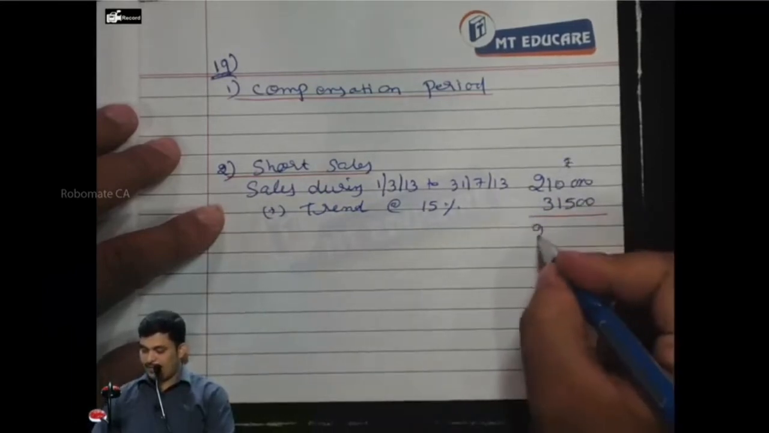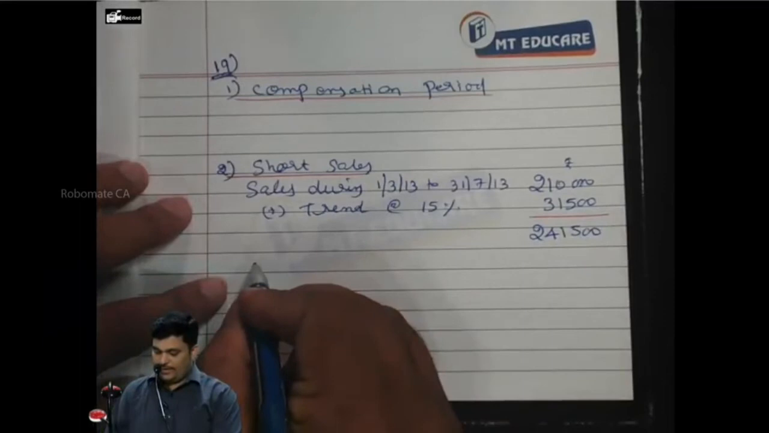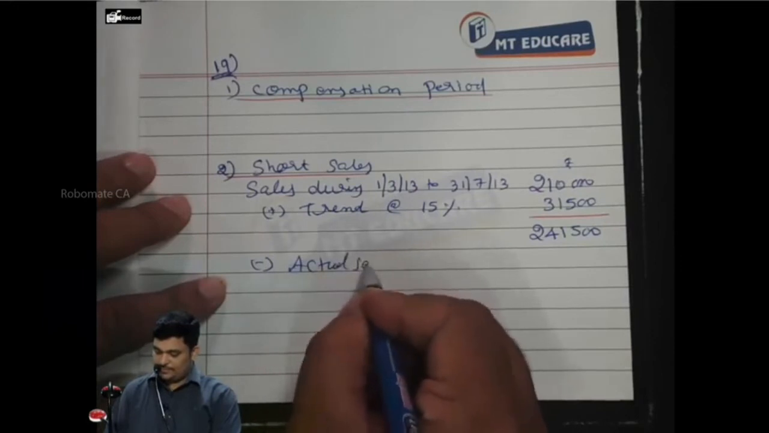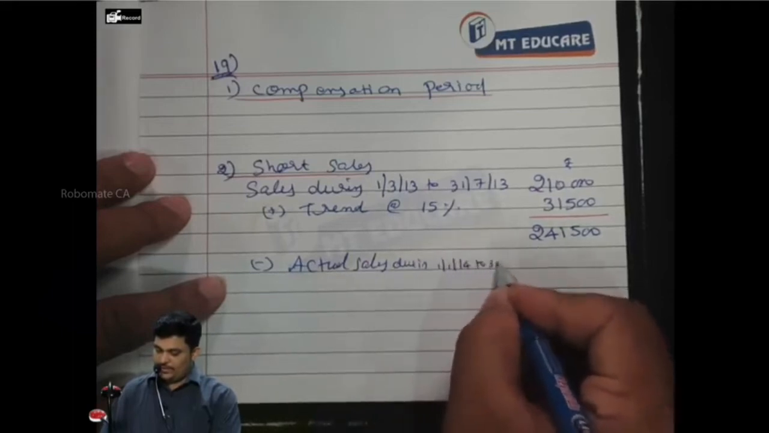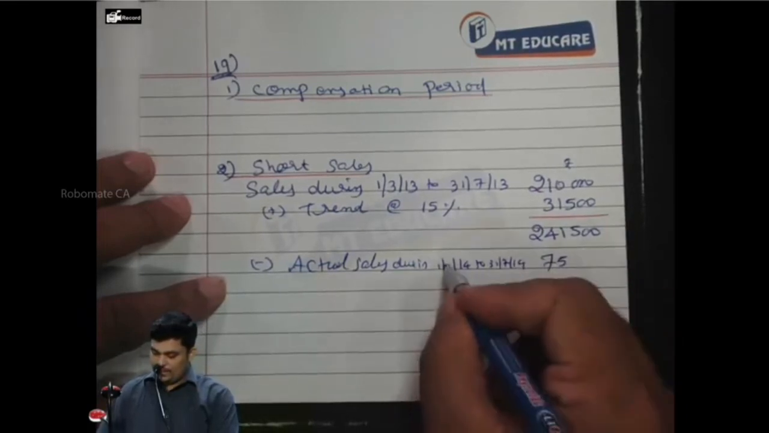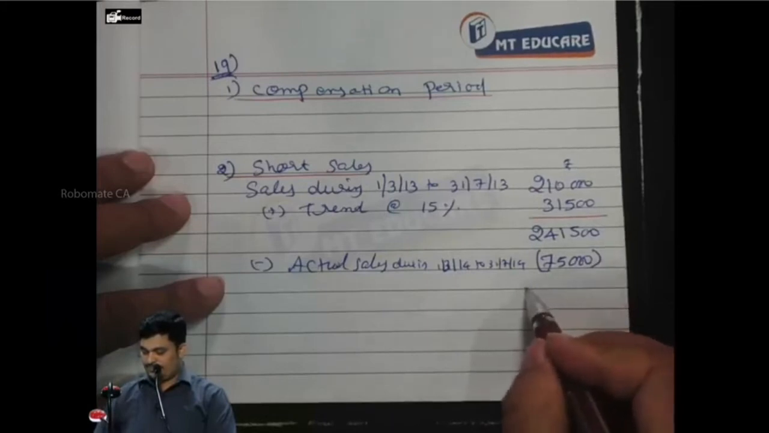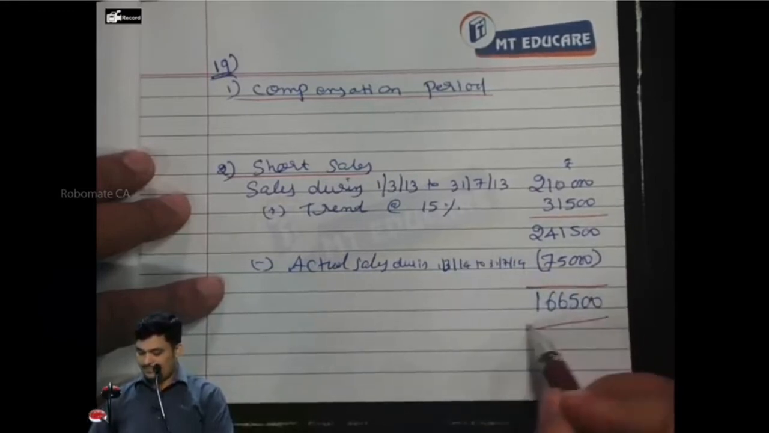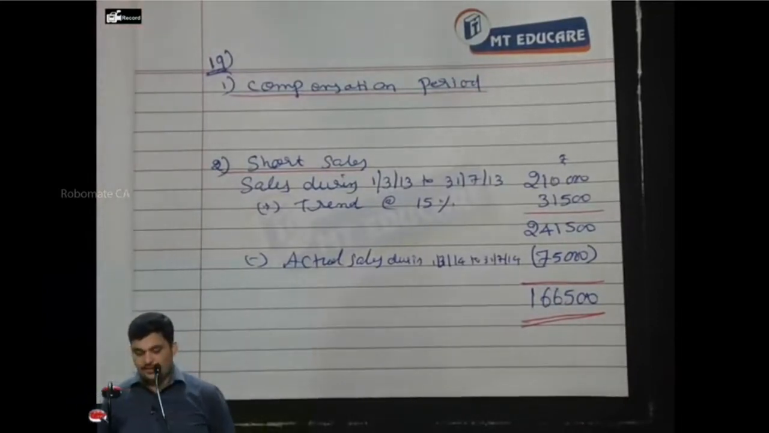So we have 2,41,500 minus actual sales. Actual sales during 1/3/2014 to 31/7/2014 are 75,000. So the short sales are 1,66,500. So that is the compensation period and the short sales.